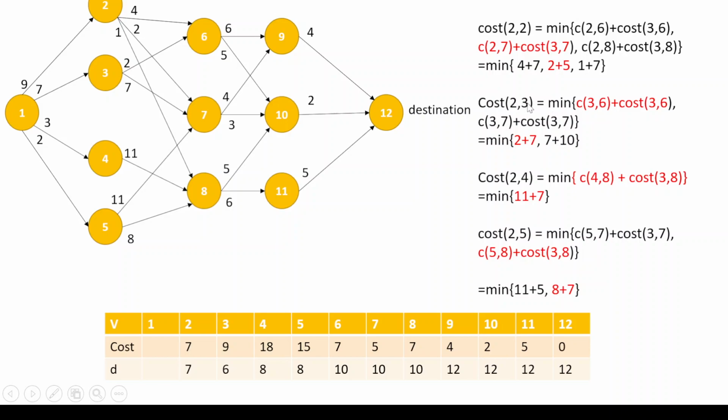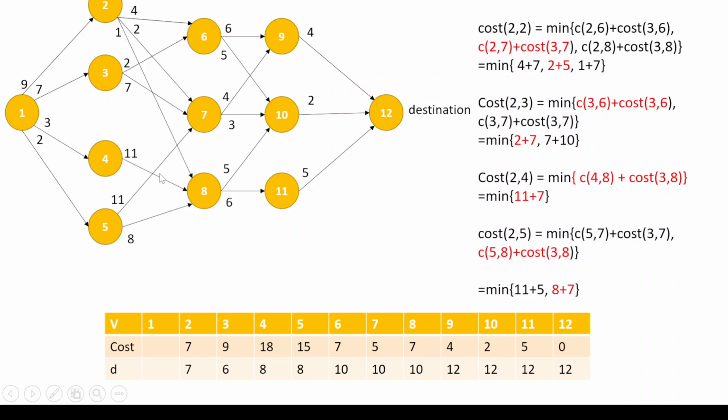So for this particular node, that is the third node, under 3 you will write the total cost is 9, and it is moving through the 6th vertex. Similarly, we will find for 4. There is only one edge going out of 4.